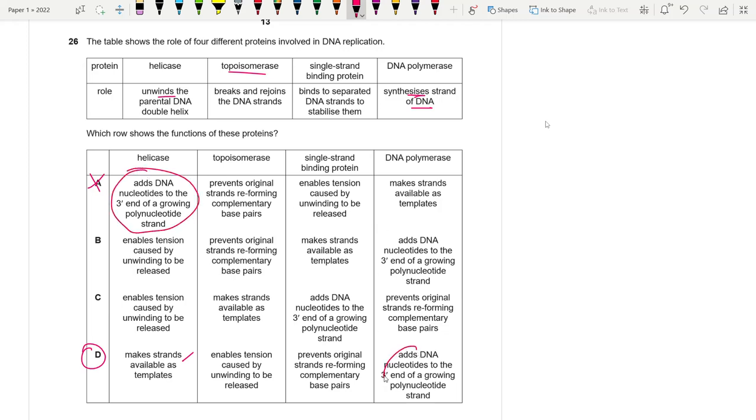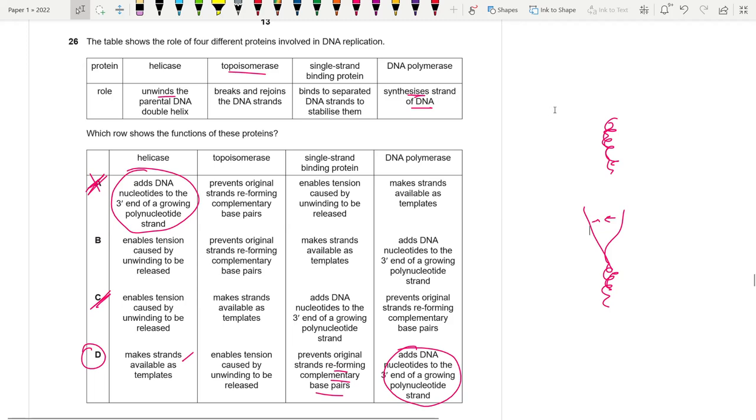Okay, it should have been here. That way you could actually eliminate A and C, right? And SSBP, single strand binding protein, it prevents original strands reforming. Okay, it stabilizes. Like after you uncoil parts of DNA like this, some of it will still be bound like this. SSBP prevents reformation or rewinding. Okay, you need to remember this.